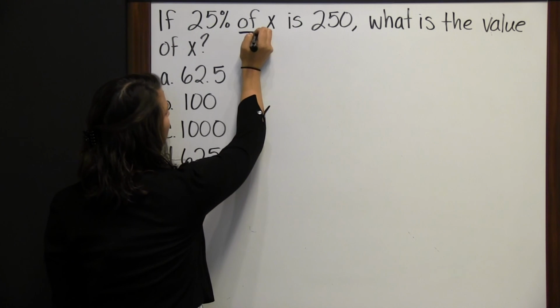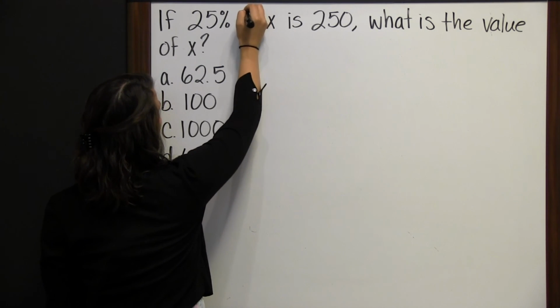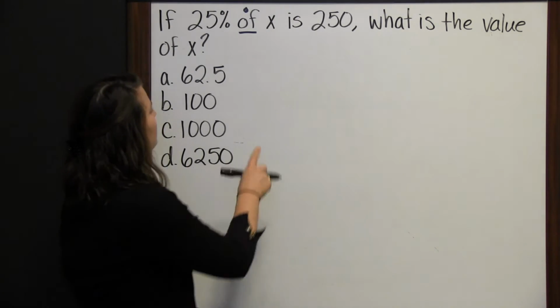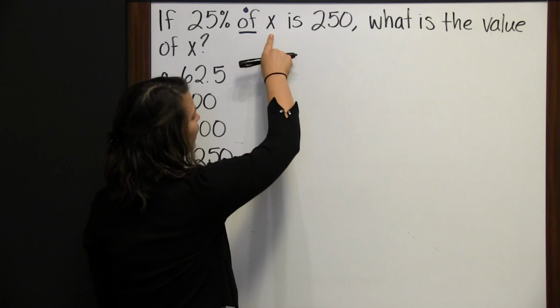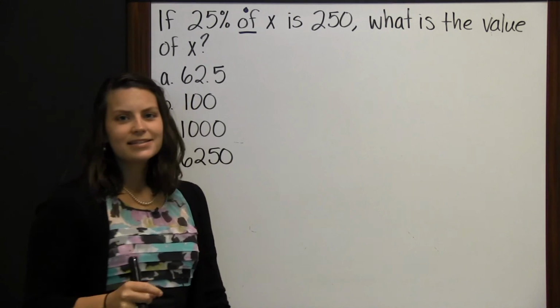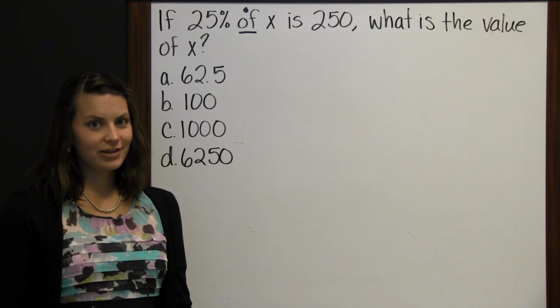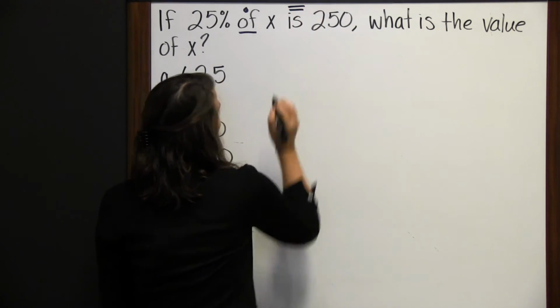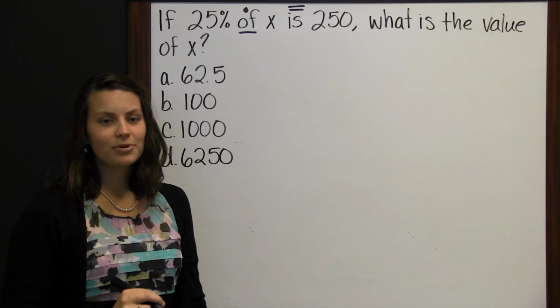And this word "of" tells us to multiply. So I'm going to put a little multiplication dot above it. So we're going to multiply 25% and x. "Is" is a very important word in math because "is" is an equal sign. So wherever you see that word "is," you can put an equal sign there.